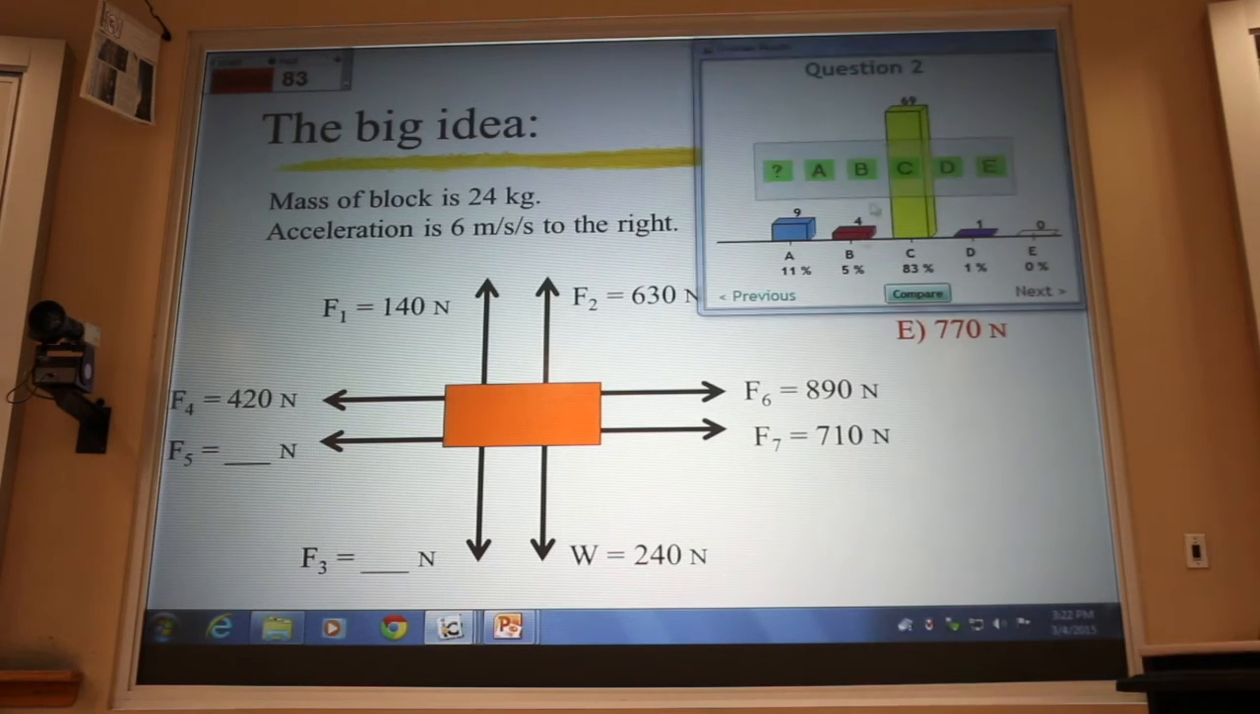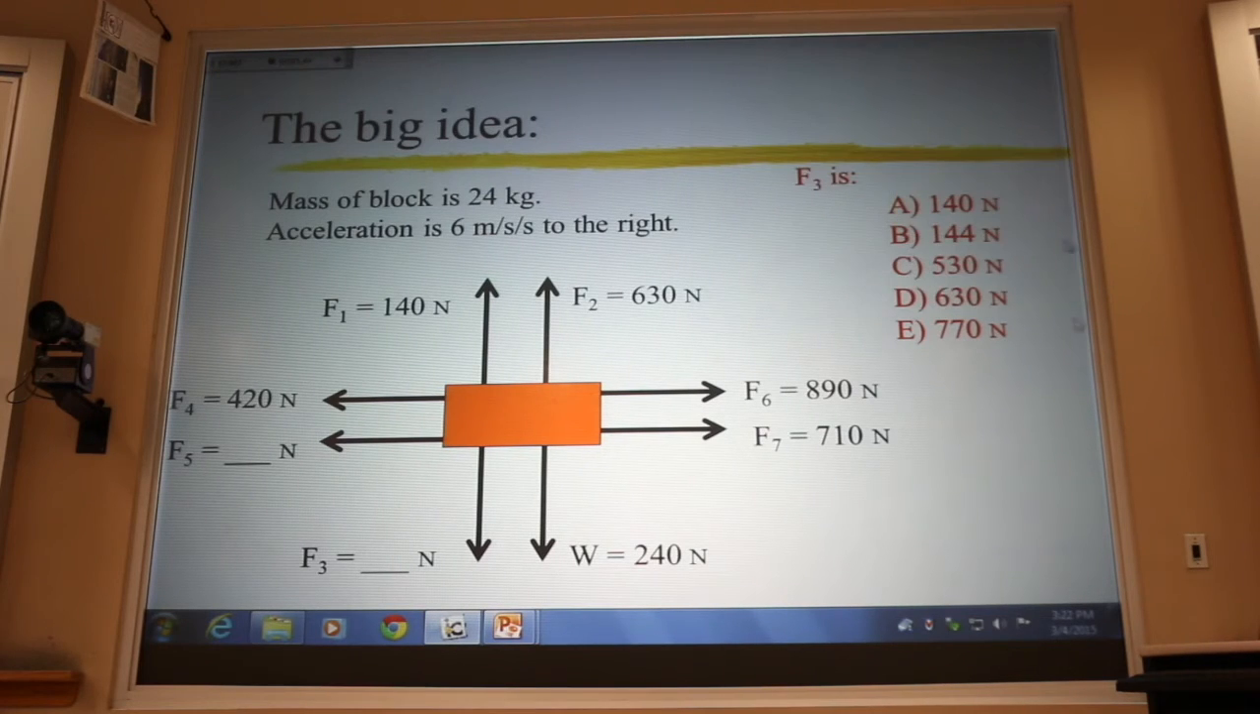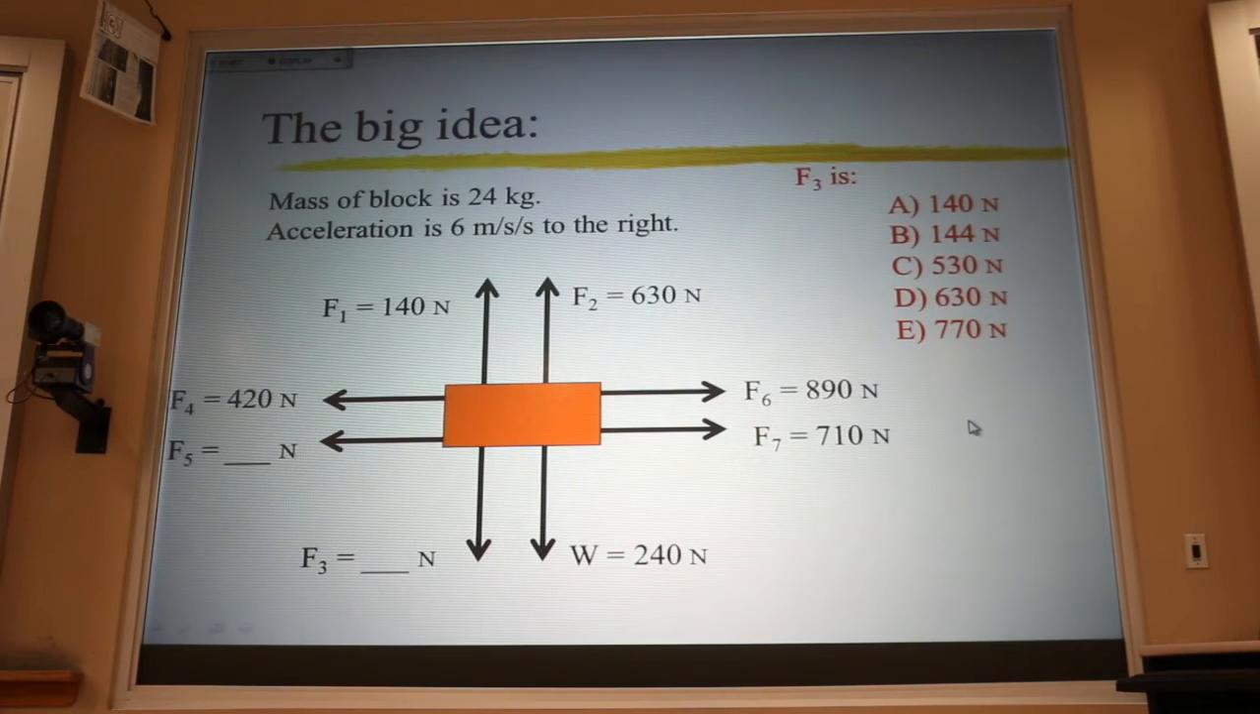Good, the answer is C. That means you're on the right path here. Every time I draw a free body diagram, I get to write Newton's second law twice. Once in the y direction, and once in the x direction.